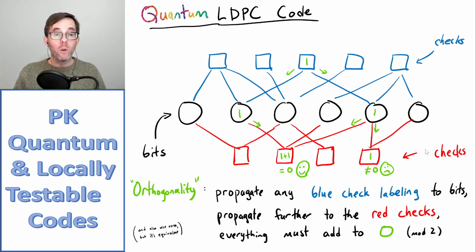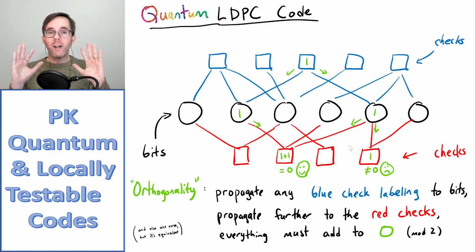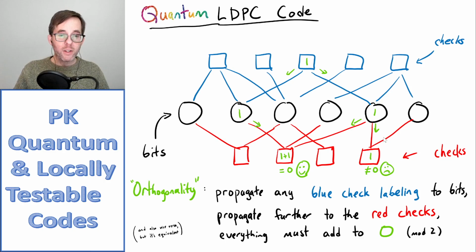And the orthogonality condition requires that when you do these 2 levels of propagation, then at every red check, the sum of the bits that get propagated to it, mod 2, should be 0. So we're happy here. This red check got 2 1s, so that adds up to 0 mod 2. But we're actually unhappy here because this red check got an odd number of 1s. So actually, these two blue and red codes here do not constitute a valid quantum LDPC code, although I drew them, because they fail this orthogonality condition.